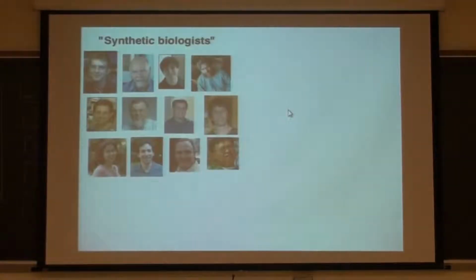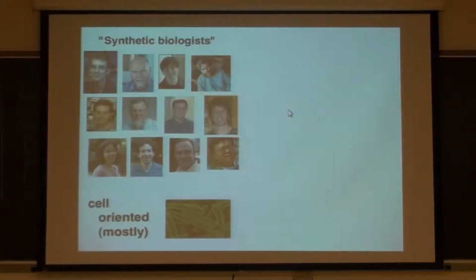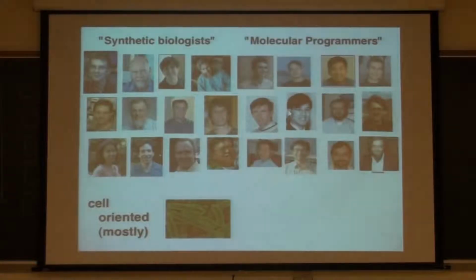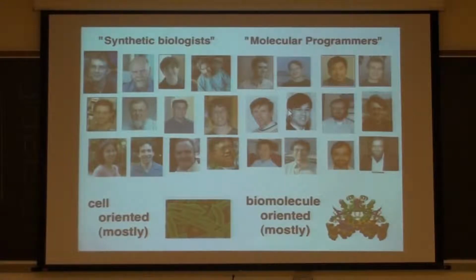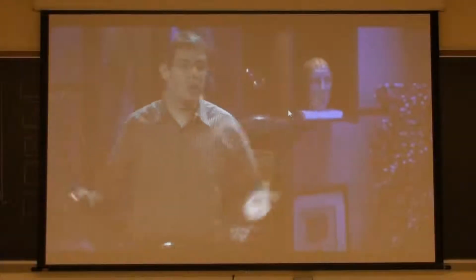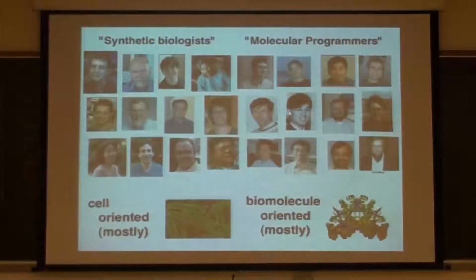There are a lot of people doing this, like Craig Venter, and they concentrate on using cells. They're cell-oriented. My friends, the molecular programmers, and I have a sort of biomolecule-centric approach. We're interested in using DNA, RNA, and protein and building new languages for building things from the bottom up, using biomolecules potentially having nothing to do with biology.